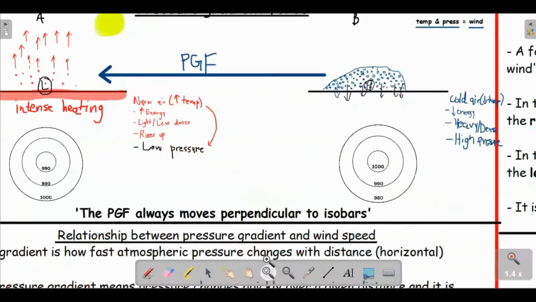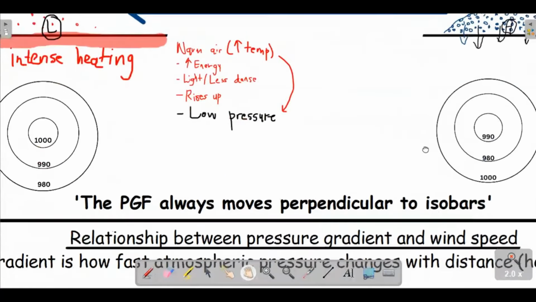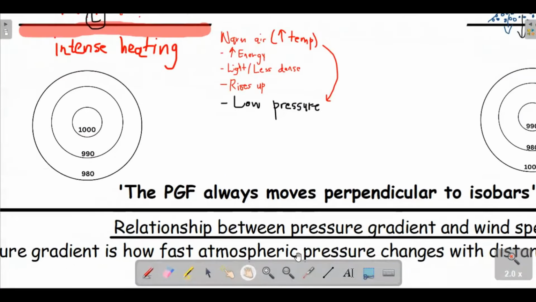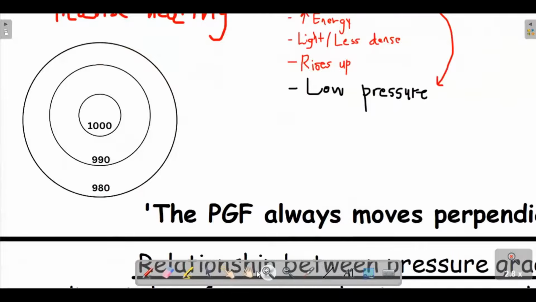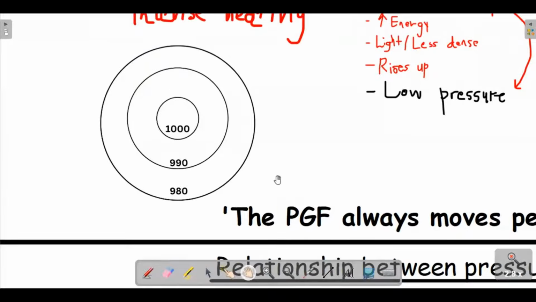Right, so back to this. This is what we have now. Now I have these two cells right over here. You guys must have covered these in grade 10, right? So what type of pressure is this? What type of pressure is this? You're going to see these in your synoptic weather maps. So what do we call these guys?